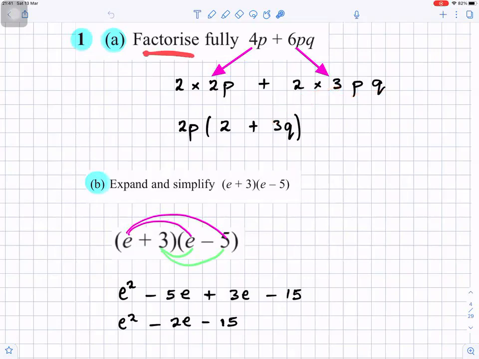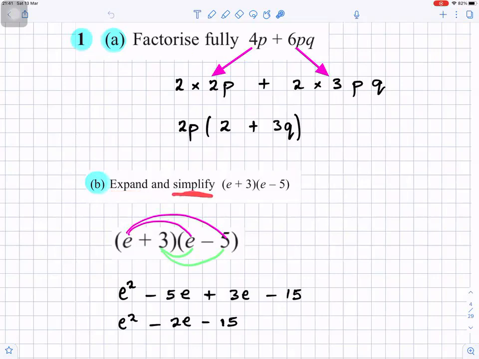So factorize means put in brackets. So our answer at the end has 2p bracket 2 plus 3q. So that's what is happening in factorize. Factorize: put in brackets. Part B, expand means remove bracket.